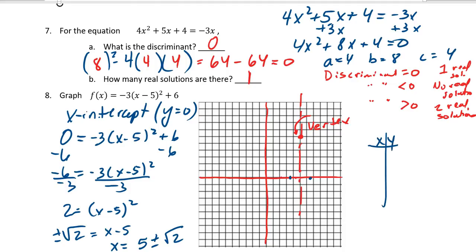So I'm just going to pick, what about when I have an x of 6. So if I have an x of 6, that'll be negative 3 times 6 minus 1 is 1 squared plus 6. So it's going to be negative 3 plus 6. That's going to be 3. So I'm going to have 6 and then 3. And then using symmetry, I can put 1 on the other side too.